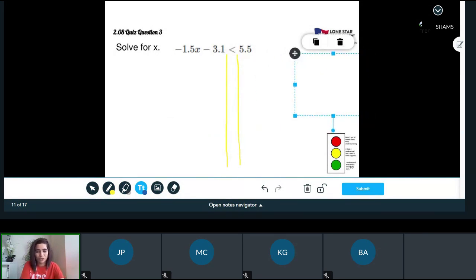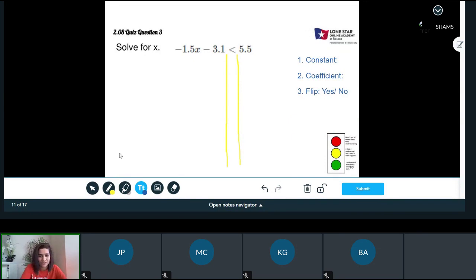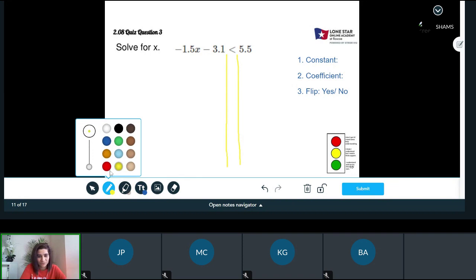I'm going to go ahead and do my notes here. First, I'm going to see the constant and get rid of the constant. Next, I will identify the coefficient. I will get rid of the coefficient. The coefficient also tells me if I will flip the inequality symbol or not. Negative coefficient, flip. Positive coefficient, do not flip the inequality symbol. Okay? Here are some notes that we always take as we answer these questions.